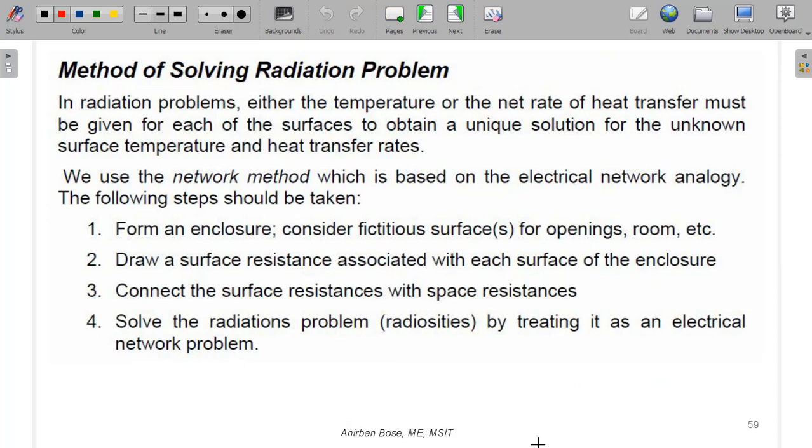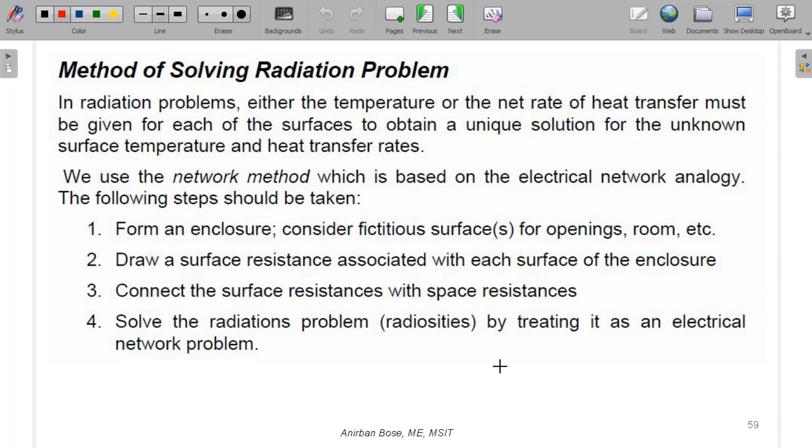So what is the method for solving this kind of radiation network problem? So first of all, you have to form an enclosure. It is very important to form an enclosure. In the last lecture we have explained how we can form an enclosure if it is not actually an enclosure.